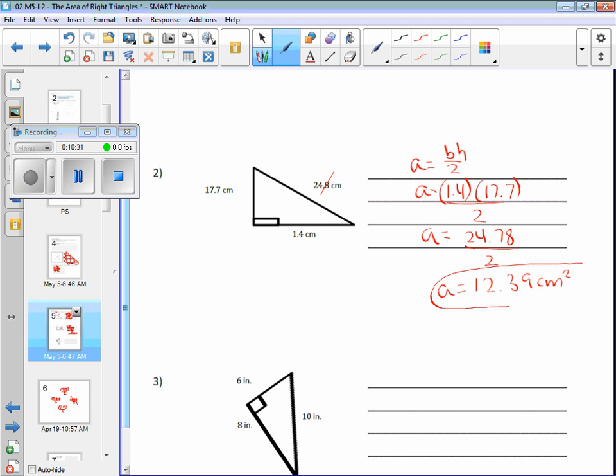Circle it. Okay. Before I go on to the one with the fractions, is anybody confused at this point?